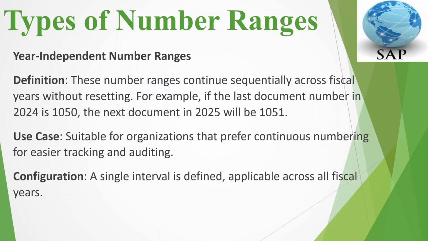The use case: it is suitable for organizations that prefer continuous numbering for easier tracking and auditing. They don't want to restart the number range every year again and again. So the organizations where these kind of requirements are there, in that case year independent number ranges are used. Coming from the configuration perspective, a single interval is defined applicable across all fiscal years, and that is how year independent number ranges are defined in the SAP system.